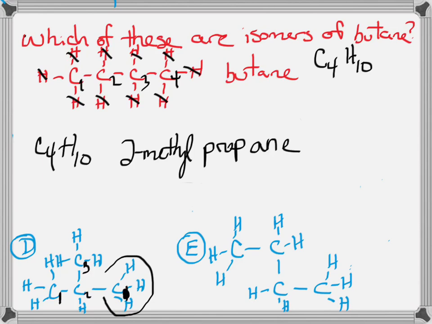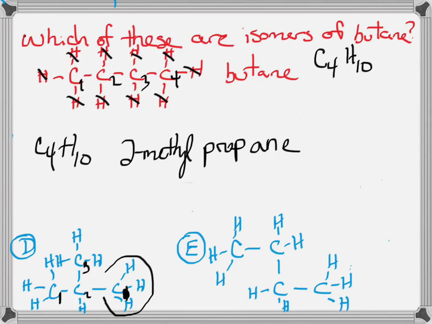And so this does not have the same name as butane. They have the same molecular formula, but they don't have the same name. And so these are isomers of each other. So 2-methyl propane and butane are isomers of each other. They have the same molecular formula, but the connectivity is different. And you can see that connectivity difference at carbon 2.